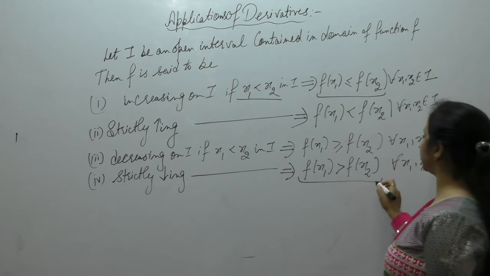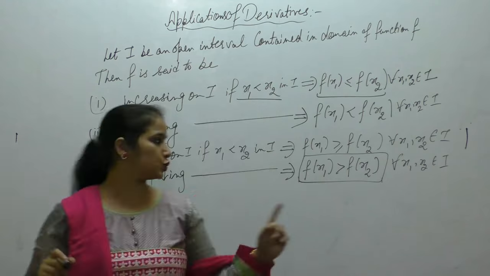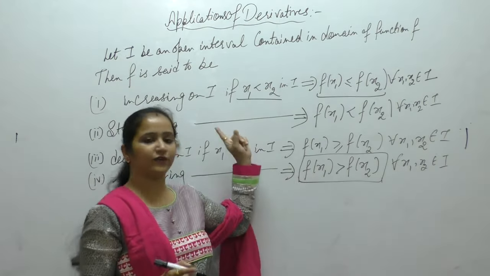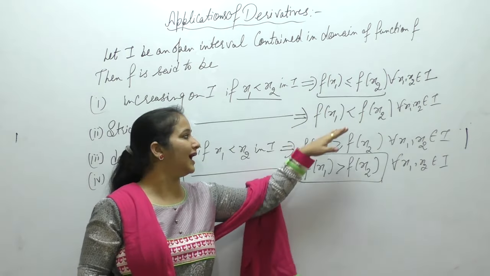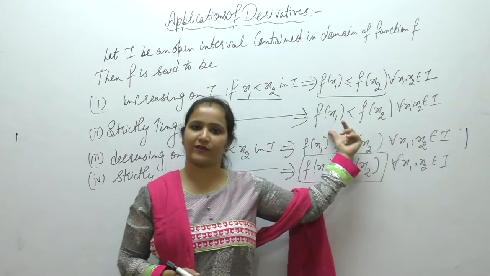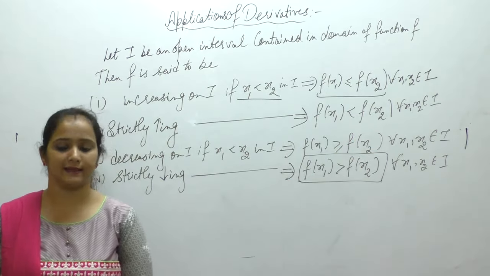Clear? Function strictly decreasing कब होगा? When x1 less than x2 and f of x1 is greater than f of x2. And if x1 is less than x2 and the function value at that point is also less than, f of x1 is less than f of x2, then it is strictly increasing function.